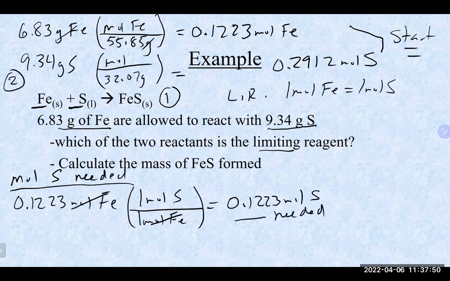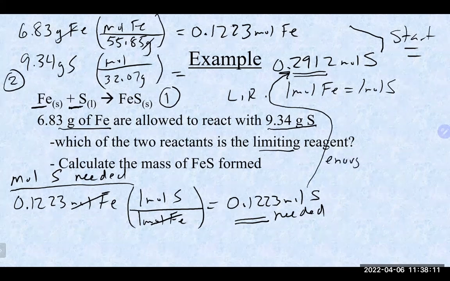At this point, I want to take this number and compare it to the number of sulfur I'm starting with. Do I have enough when I compare those two? So when I compare this number to this number, I do have enough, right? I only need 0.122 and I got about 0.29. So I have enough, which means the sulfur is the excess reagent, and by default, it means that the iron is the limiting reagent. Any questions on that part?